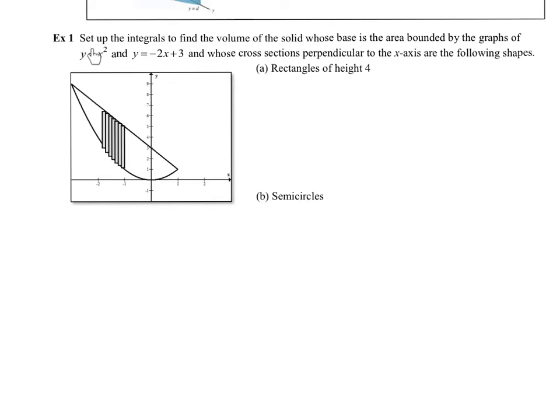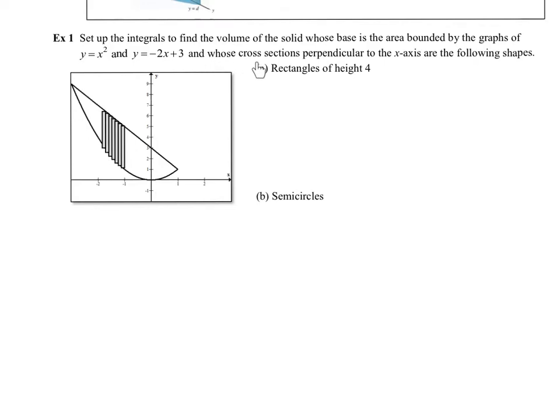In this first example, we're just going to set up the integral that would find the volume of a solid whose base is the area bounded by the graphs of y equals x squared and y equals negative 2x plus 3. Now, what you're looking at right here, you don't see the whole 3D solid. You just see the shape of the base. It's kind of like when you looked at the outline for the half of a pear. They're just looking at the shape of the base. And so that's what the base shape looks like.